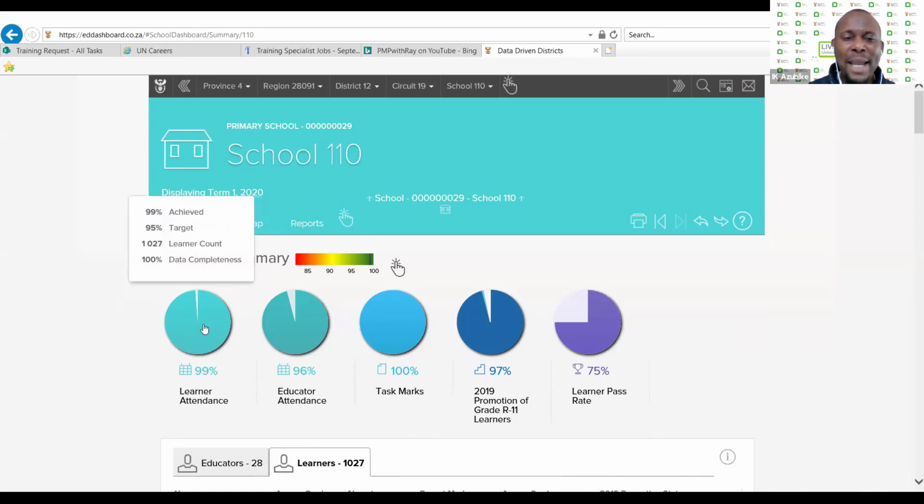Right now, based on school 110 for term 1 2020, the learner attendance is 99% at the end of term 1 2020. Now, when you put your cursor on the pie chart here, we can see a distribution of different subnames and the percentage and numbers attached to it. I'm going to be explaining each and every one of them, so when you engage the information, you'll be able to know what this is.